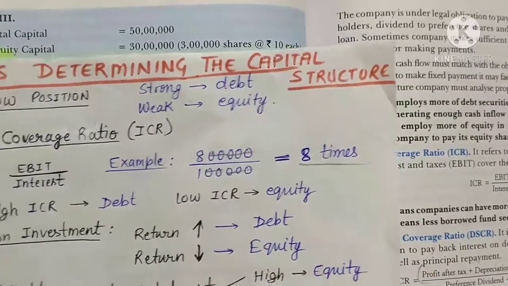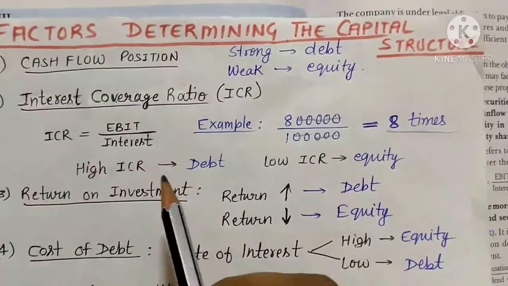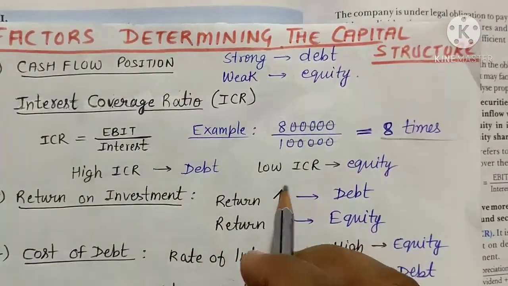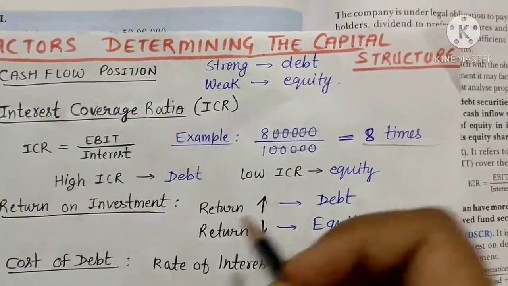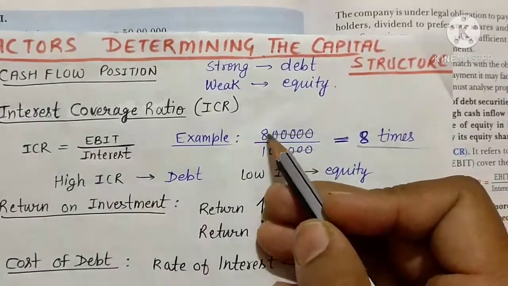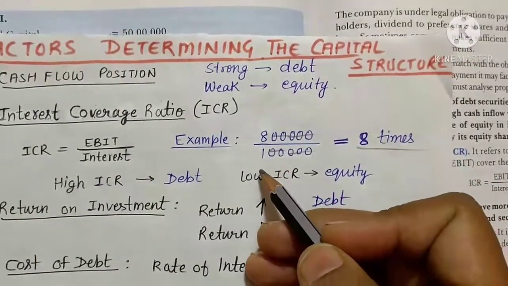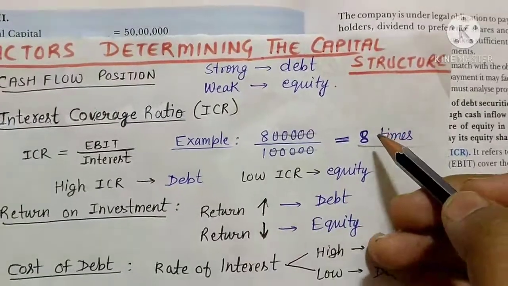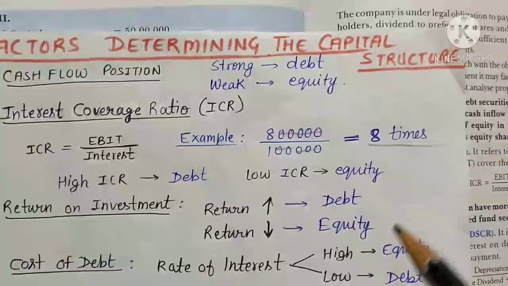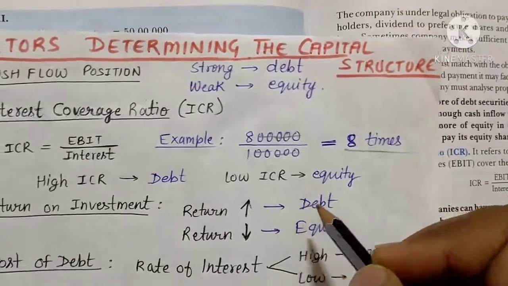So in the case of high ICR, we should go for debt. But low ICR stands for when there is 3 lakh or 2 lakh and our interest is 1 lakh, so it comes to 2 or 1.5 or 1 time. That is called low ICR. In that case, we have to go for equity shares.